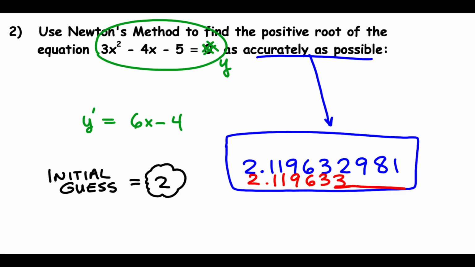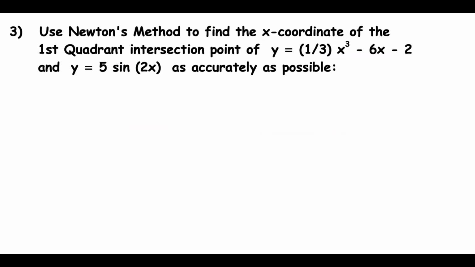All right, we're going to do one more and then we will be done. We're going to use Newton's method to find where 2 graphs are crossing each other. We're going to find an intersection point. All right, so we have a cubic and then we have a trig graph. I'm telling you that they're going to intersect in the first quadrant somewhere, and I want the intersection point as accurately as possible.